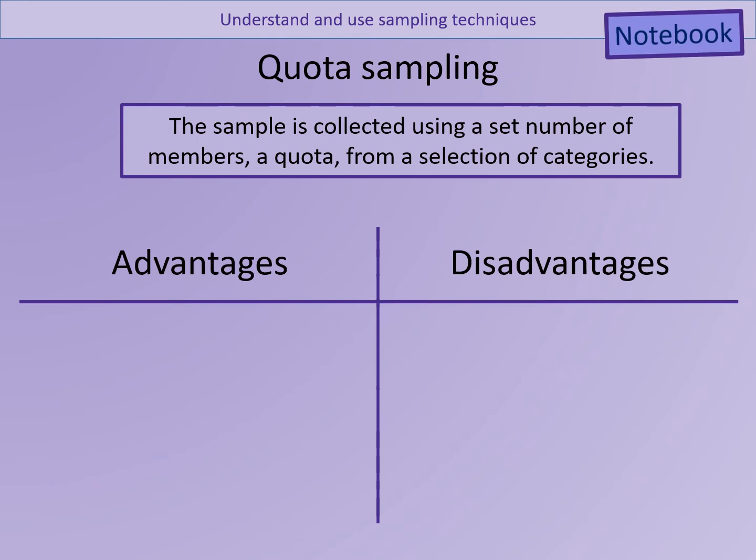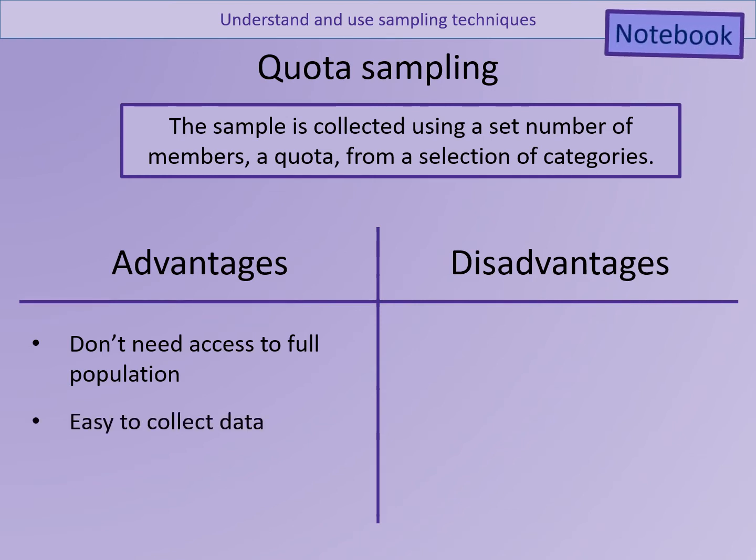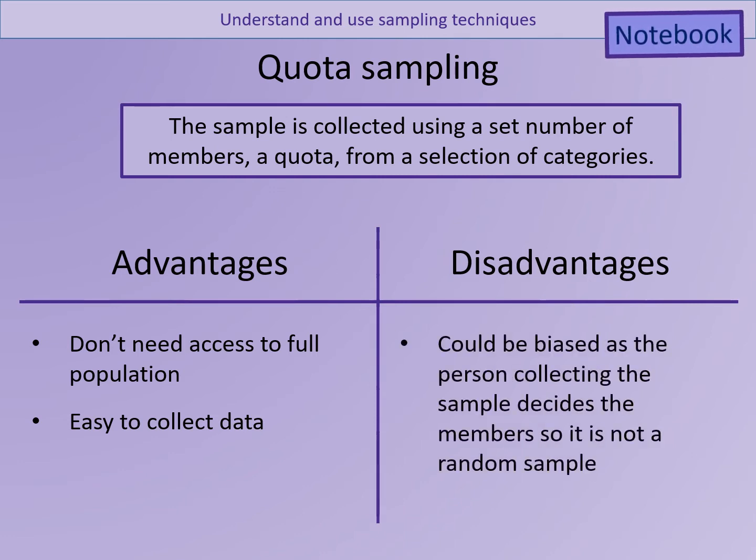So again, advantages and disadvantages. First of all, the advantages: we don't need access to the full population, and it's easy to collect the data. Disadvantages: it could be biased as the person collecting the sample decides the members, so it's not a random sample.